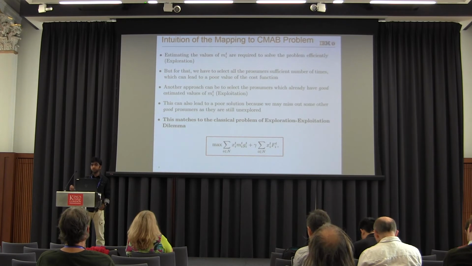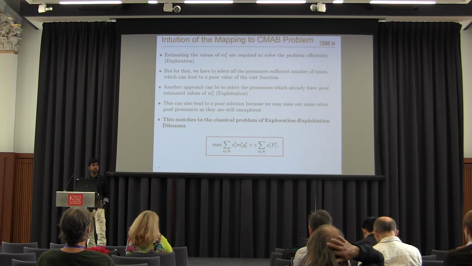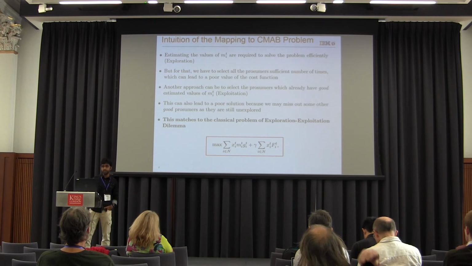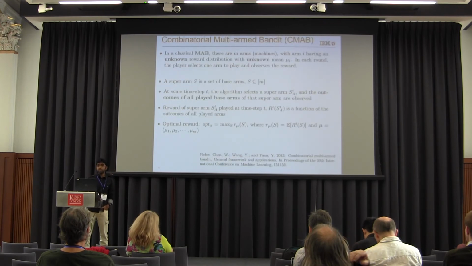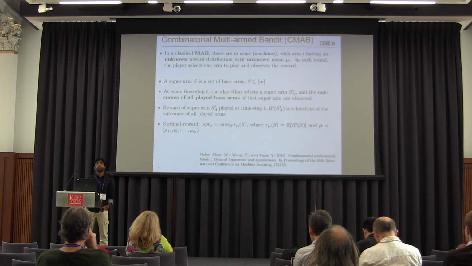But this can also lead to a poor solution because we may miss out some good prosumers as they are still unexplored. So this idea matches the classical problem of the exploration-exploitation dilemma. A well-known instance of this dilemma is the multi-armed bandit mechanism, or MAB.